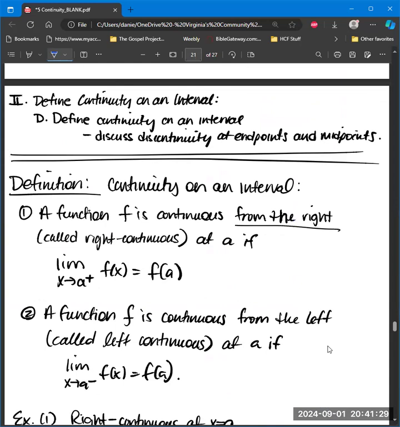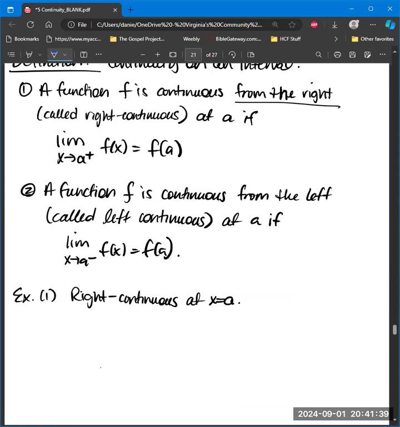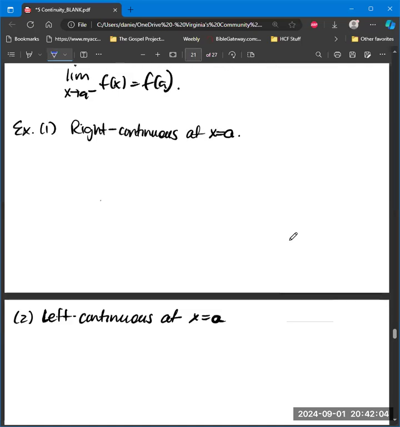Let's define continuity on an interval and discuss discontinuity at endpoints and midpoints. Continuity on an interval: a function f is continuous from the right, called right continuous at a, if the limit as x approaches a from the right of f of x is equal to f of a, and the function f is continuous from the left, called left continuous at a, if the limit as x approaches a from the left of f of x is equal to f of a.